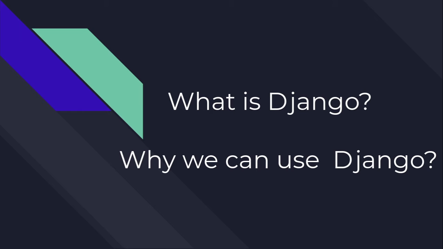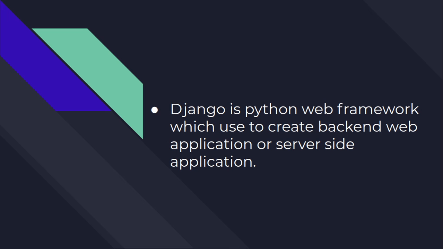In this video, we will see what is Django and why we can use Django. So let's start with the first: what is Django? Django is basically a Python web framework which is used to create a backend web application or server-side web application. In this series, we will see how to create a web application with Django with a live example.